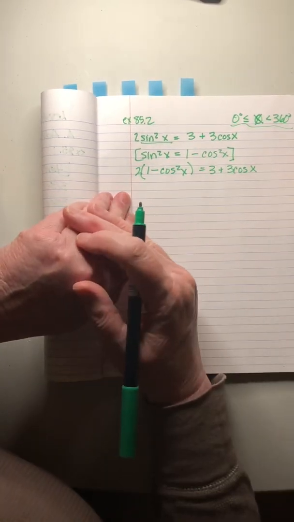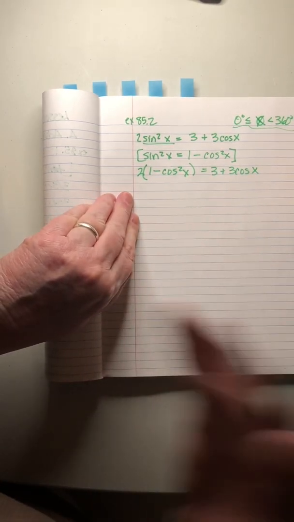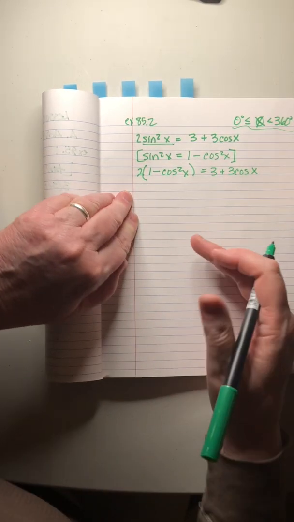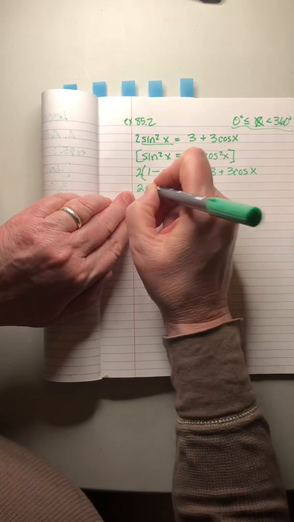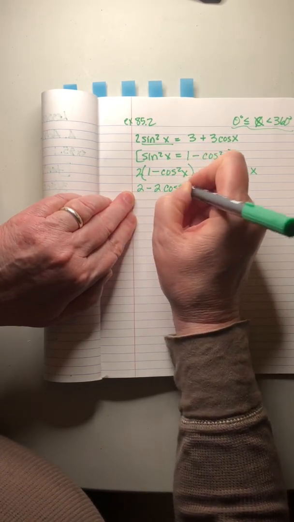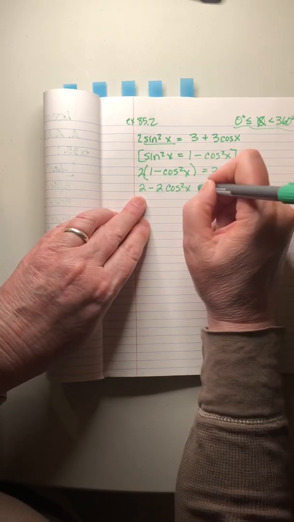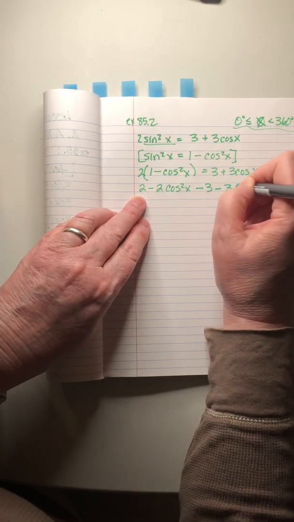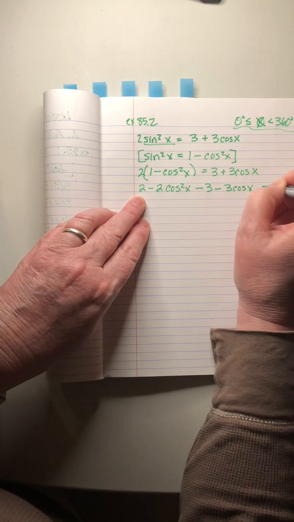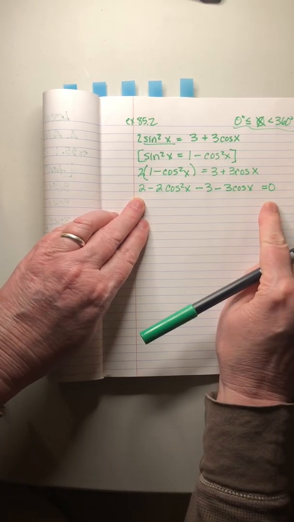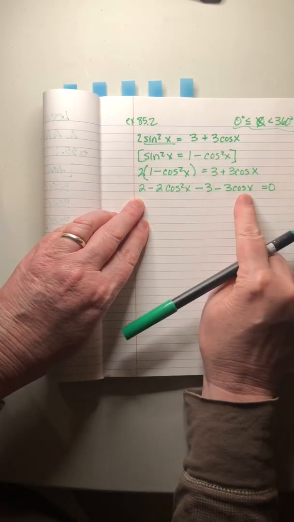So we're going to do the same thing we did last time. We're going to clean this up and shove it all on the left and hope that we've got something factorable. And now, so I distributed. Now I'm going to swim these guys over. So minus 3 cosine x equals 0. Good, that's the way I want it. And now I will rearrange this.